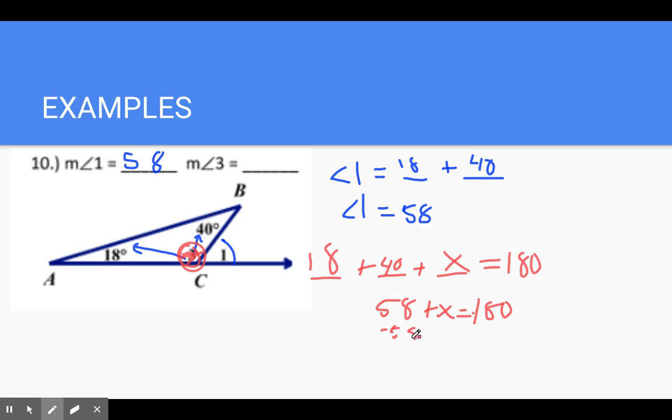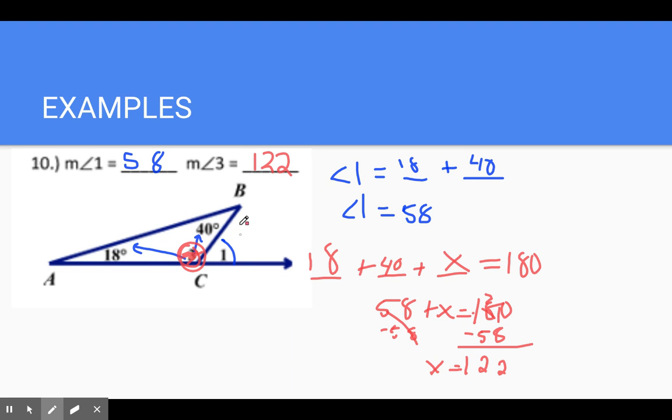Subtract 58 from both sides. Those cancel and we get X is equal to, let's solve this out. We have to borrow, so that's 7. 10 minus 8 is 2. 7 minus 5 is 2, and 1. 122. So angle 3 is going to be 122.